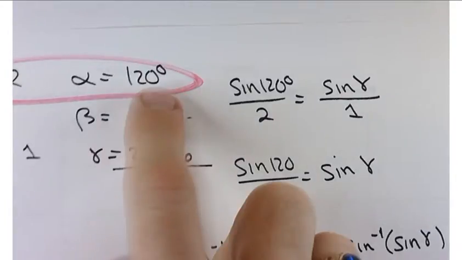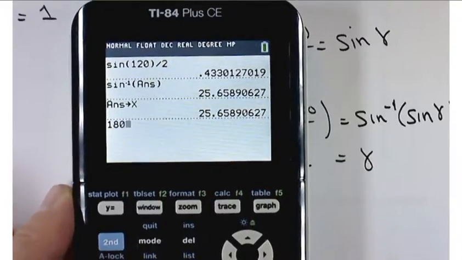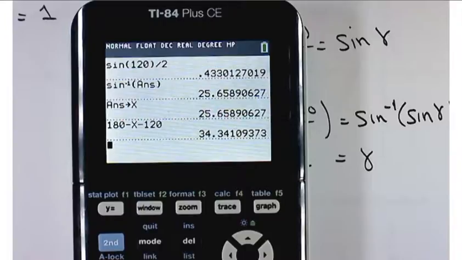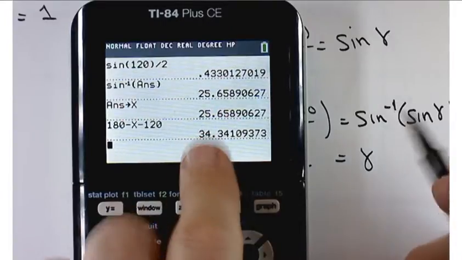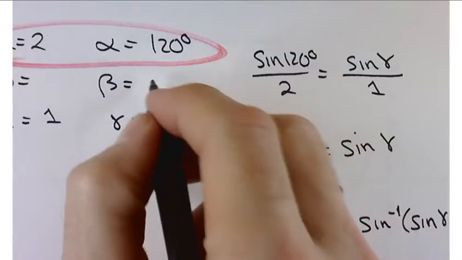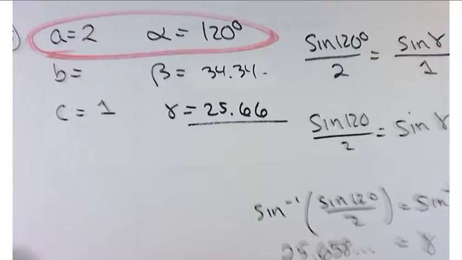Remember, these have to total up to 180, right? So here's what I'll do. I'll take 180 minus X minus the 120, and that's what's left over. That's beta. Cool. So what did we get? We got 34.34. You don't have to do it that way. It's just a little finesse.